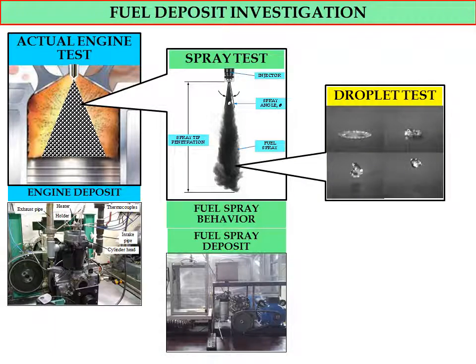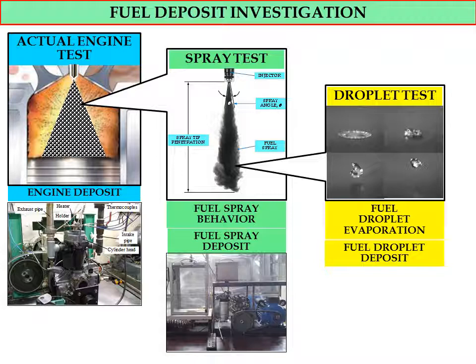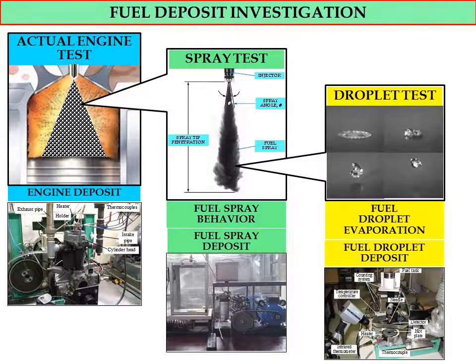And the third type of investigation is the droplet test investigation. The function of this test is to investigate the fuel droplet evaporation characteristic, and also to investigate the fuel droplet deposition. Okay, so the last photo shows the actual experimental apparatus for fuel droplet deposition tests. So these are the three types of fuel deposit investigation: the actual engine test, spray test, and also droplet test.